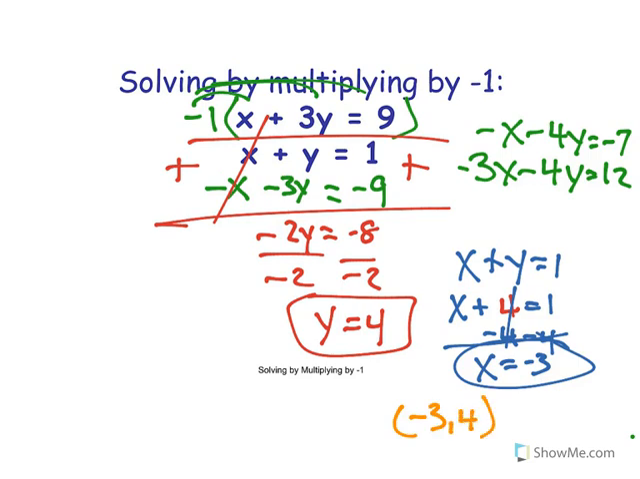So we get negative 3, 4. Pretty easy to check. The first one, negative 3 plus 12 is 9. The second one, negative 3 plus 4 is 1.